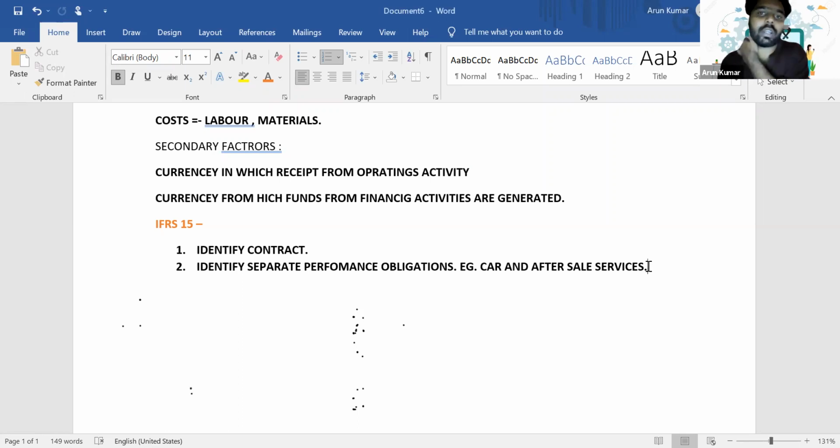You have entered into a contract to construct a hospital. And these are the responsibilities you have. You have to make the building, install the equipment, electricity, wiring, plumbing, and all these things. Then fitting of your equipment, everything needs to be done. Painting. So how many performance obligations are there in this contract? Is it just one or multiple?